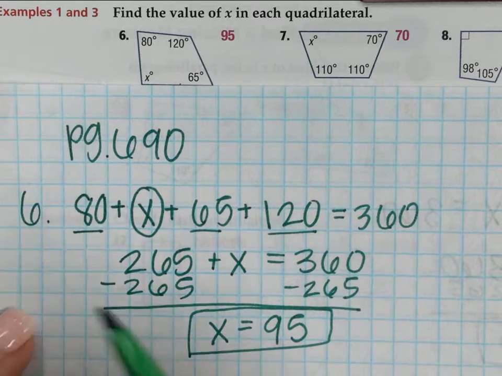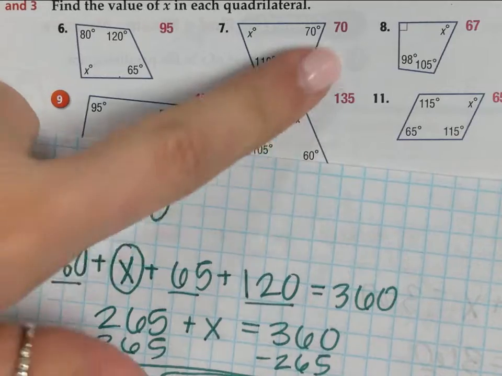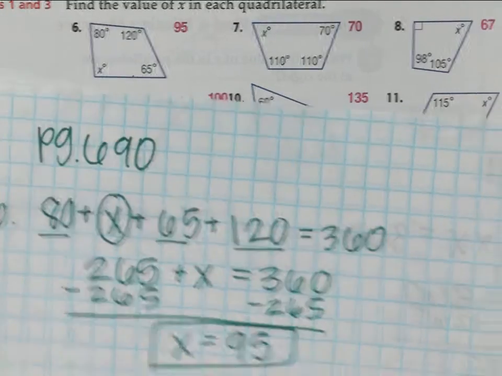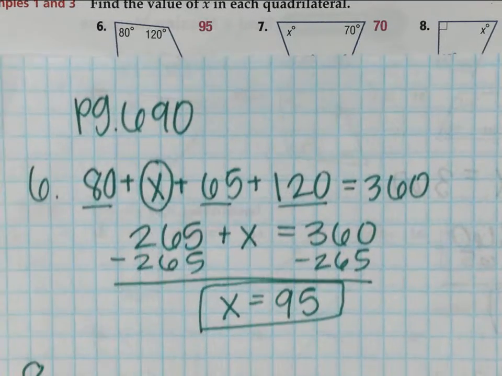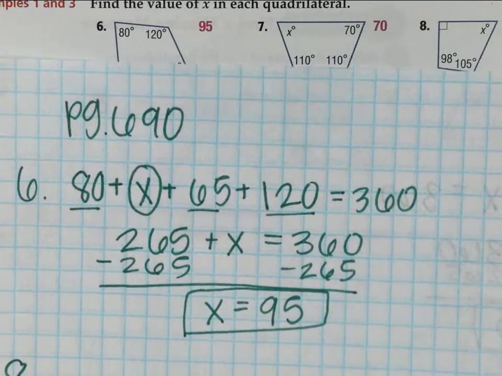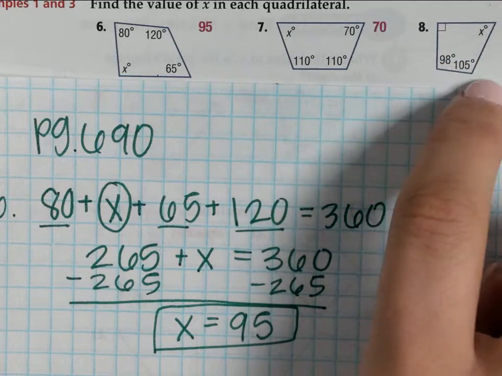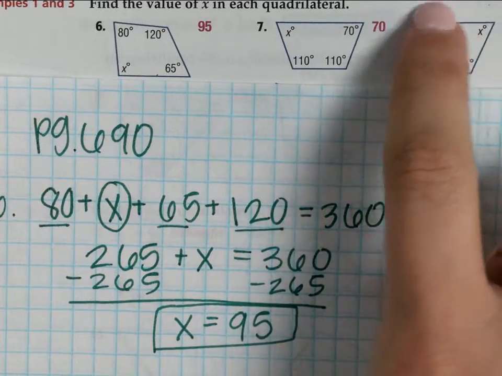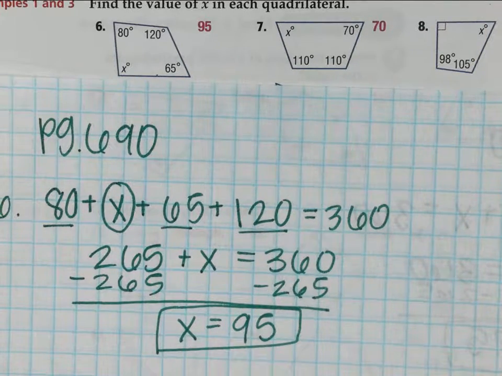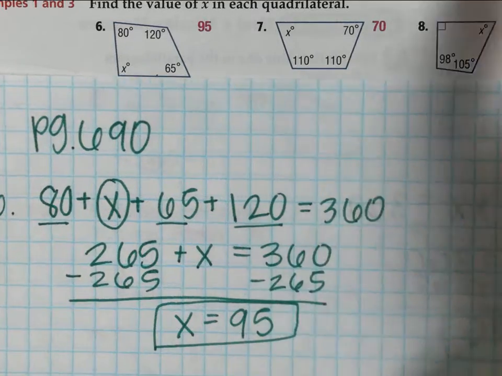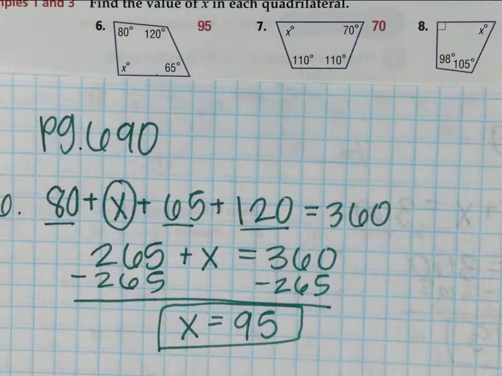Okay, let's look at number 8. So we're looking at this figure right up here. Alright, I'm still doing the same thing. I'm still adding up all the angles because I want to find x. Somebody tell me, I know that this is 98 and this is 105 and this is x, but do I know what this measure is? No. Yes. I do. What is it? 90. That square right there, remember, that tells me it's a right angle, and right angles measure 90 degrees.